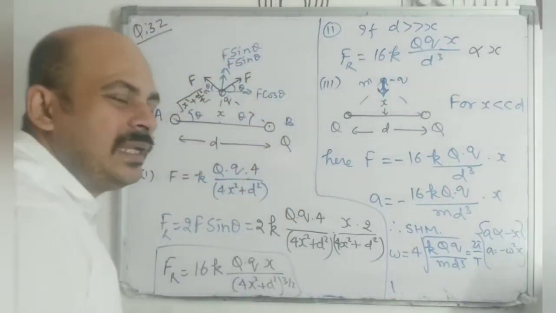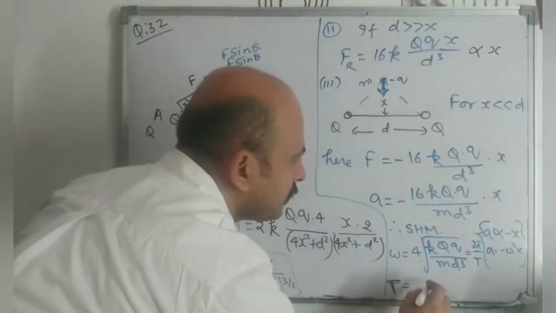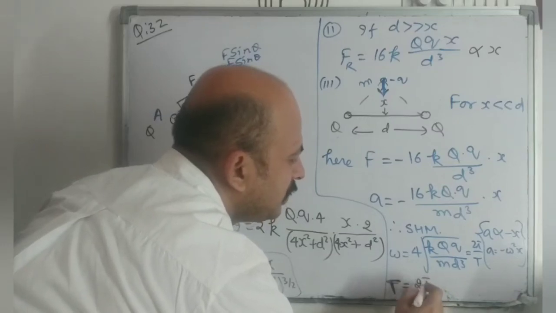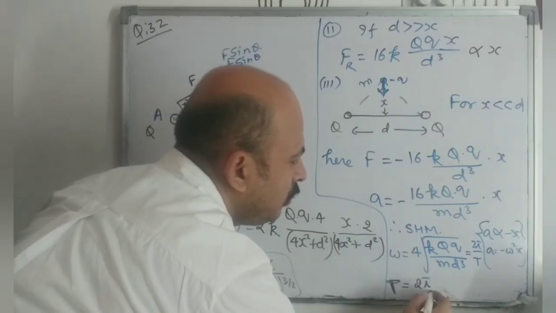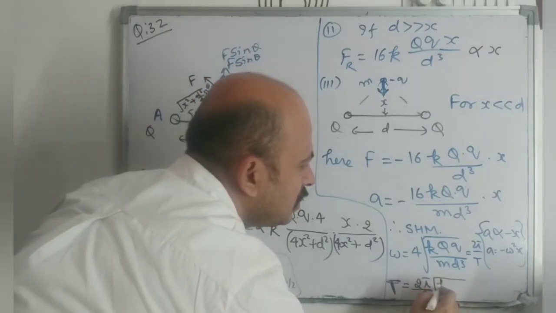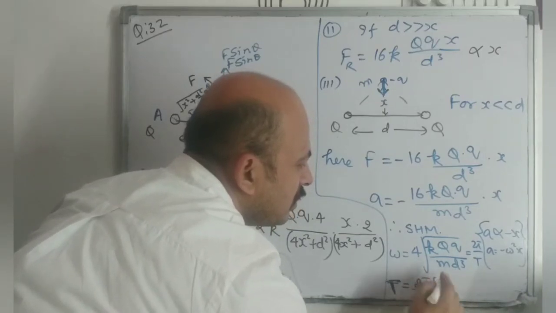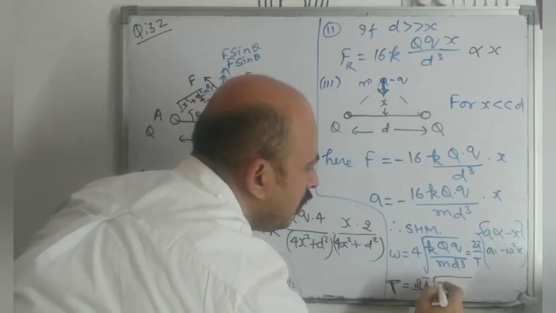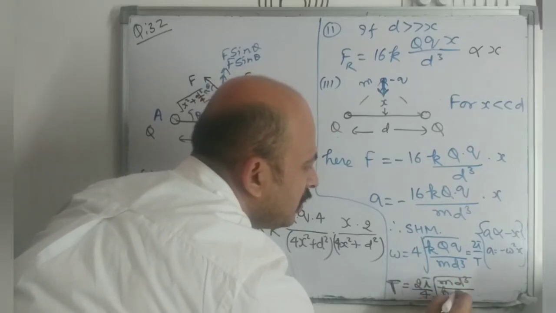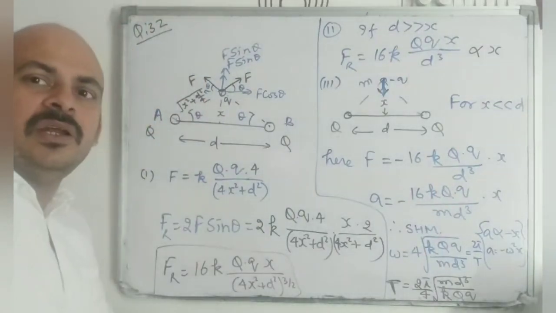So to calculate the time period, T will be equal to 2 pi upon omega. Omega is 4 under root k capital, sorry, T will be equal to pi times the square root of m d cube upon k capital Q small q. So that will be its time period.